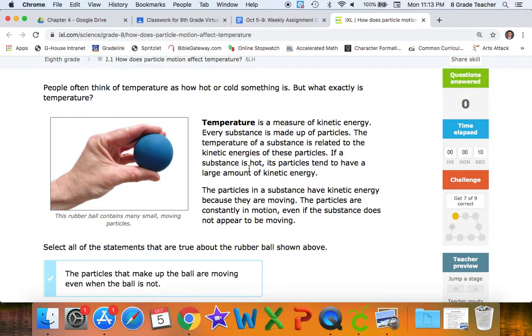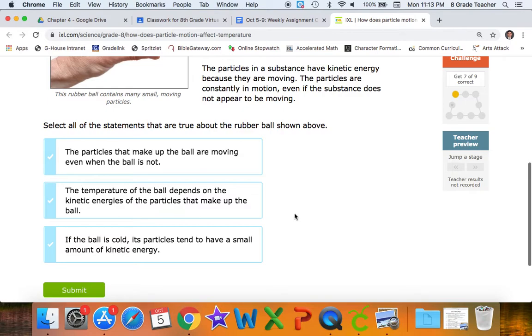If a substance is hot, its particles tend to have a large amount of kinetic energy. The particles in a substance have kinetic energy because they are moving. The particles are constantly in motion, even if the substance does not appear to be moving. Select all the statements that are true about the rubber ball shown above. The particles that make up a ball are moving when the ball is not. We know that all particles are moving, even in that solid, liquid, or gas state. They just move differently. The higher you go up in the state, in terms of the liquid and the gas, the more motion those particles have.